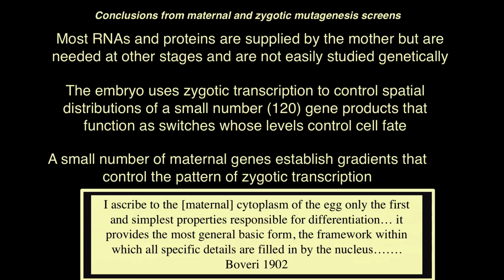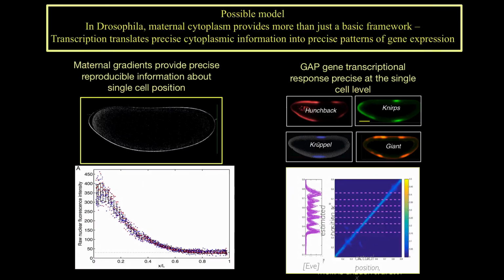And Boveri's view, it's interesting, says that cytoplasm provides the basic framework, basic form, while all specific details are supplied by the nucleus. So in a certain superficial sense, it looks the same. My own sense is that Boveri is wrong, or not wrong, or we don't know the relative importance of maternal and zygotic effects. In my own lab at the moment, one of the things that seems to arise from more detailed analysis of Drosophila is that maternal cytoplasm provides much more than a basic framework.